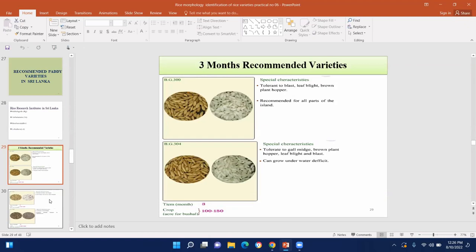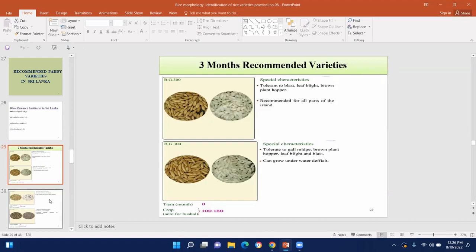Okay, recommended for all parts of the land. We can cultivate it in all of Sri Lanka. Then BG 304: tolerant characteristics, tolerant to whorl maggot and brown plant hopper, BPH, then leaf blight and rice blast. It can grow under low water, because it is drought tolerant. They mention the yield per acre.